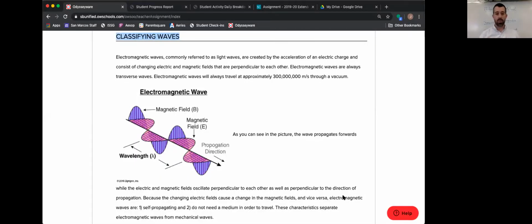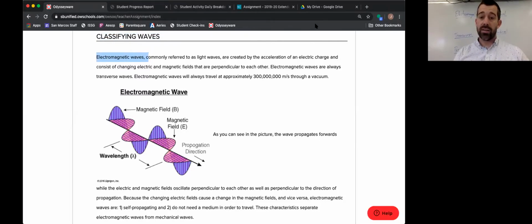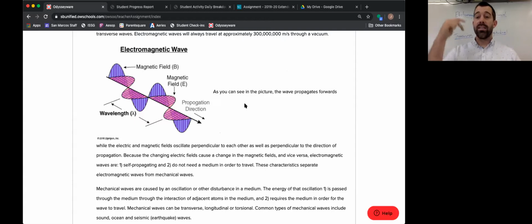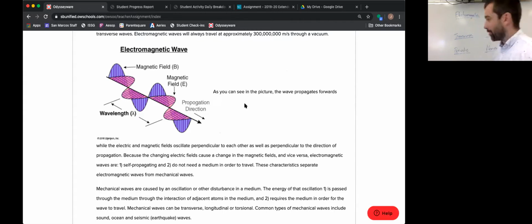The first one we're going to look at, as you can see here, is electromagnetic waves. Electromagnetic waves are commonly referred to, it says right there, as light waves, and are created by the acceleration of electric charge. So these are things like light, X-rays, gamma rays, UV rays, infrared, ultraviolet, all kinds of light, radio waves, microwaves, all kinds of stuff like that. Just some examples.